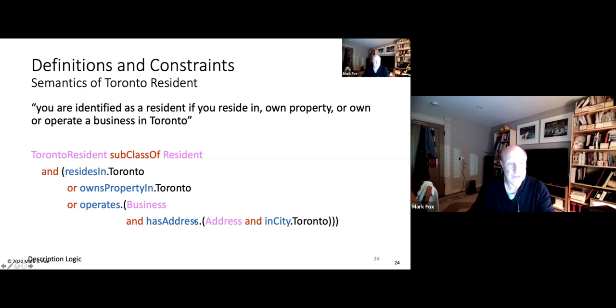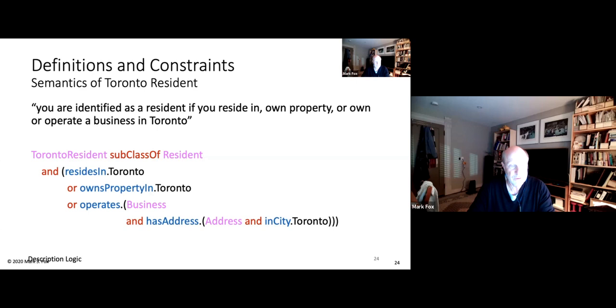So logic provides us a language for constructing explicit definitions using more primitive properties, that is, resides in, owns property, and operates, has address, which have their own definitions that allow us to interpret the definition of Toronto resident. So this is an example of a definition.